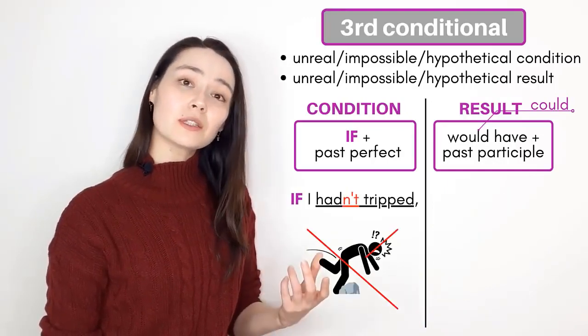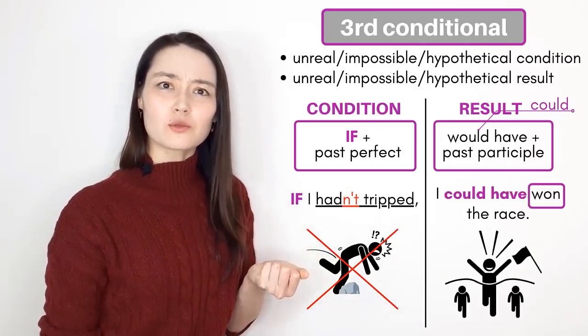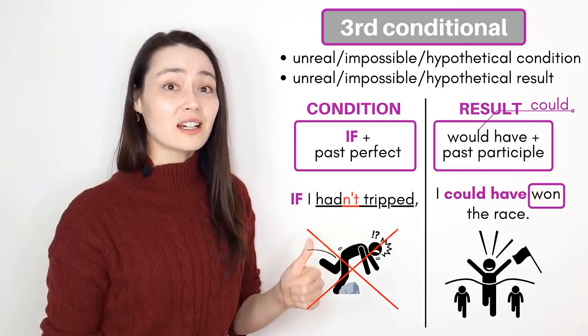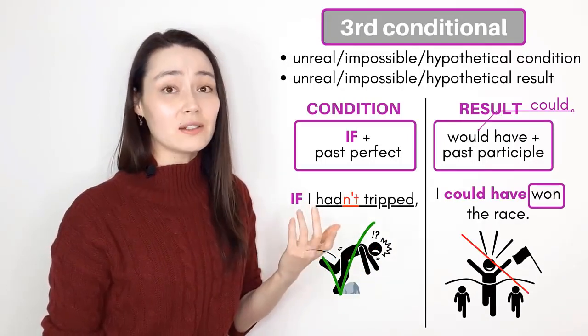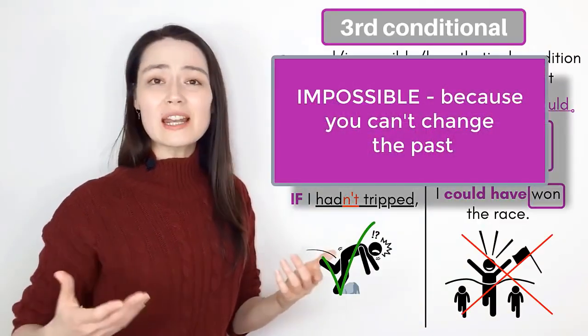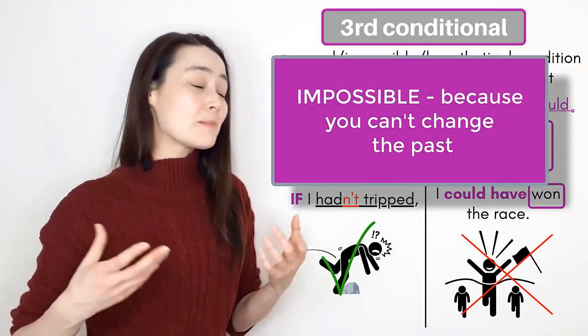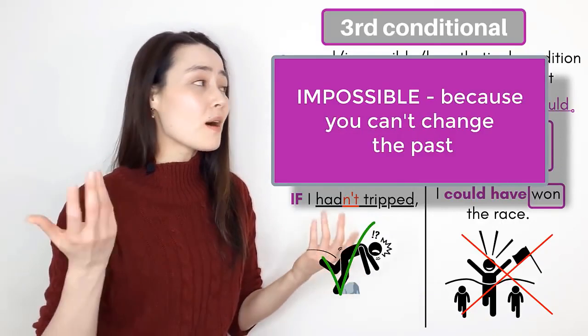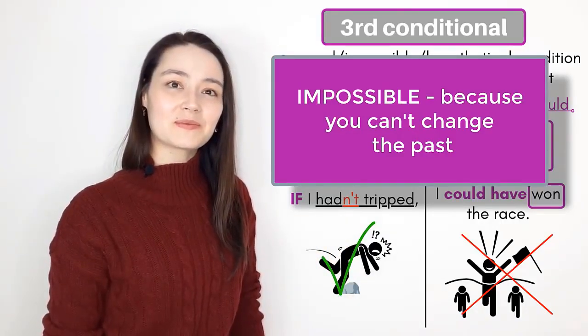If I hadn't tripped, I could have won the race. In reality, I did trip, so I didn't win. You can see all of these are impossible because you cannot change the past. Impossible past condition and their impossible result.